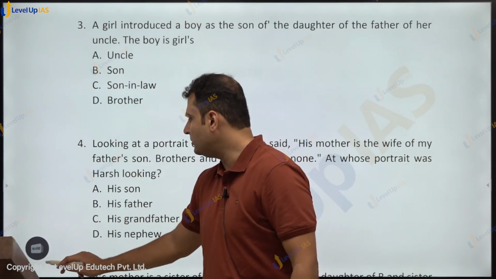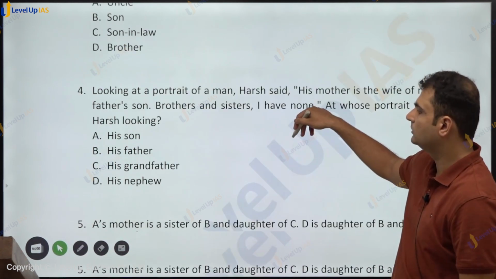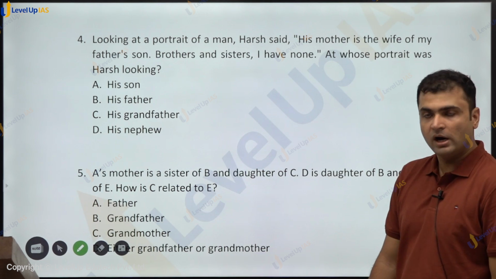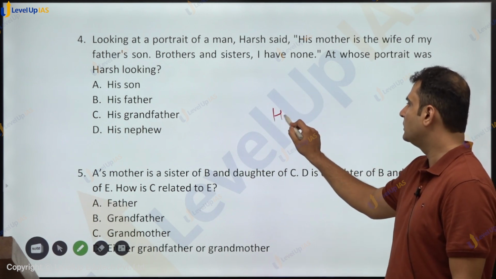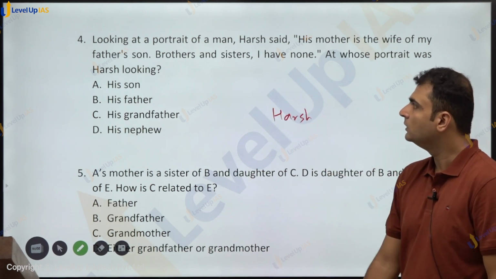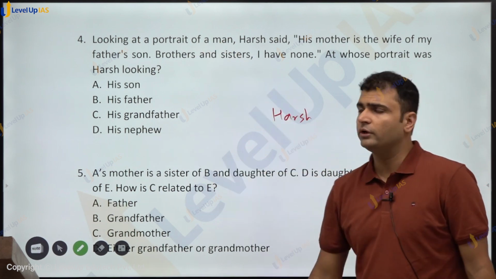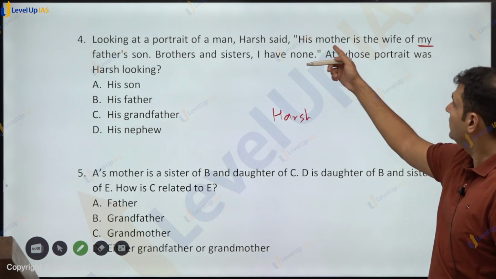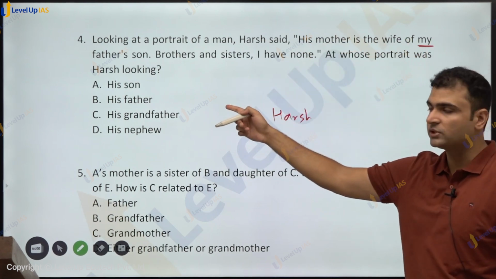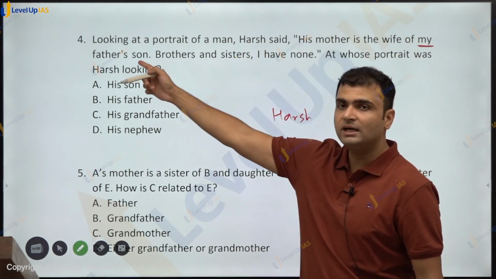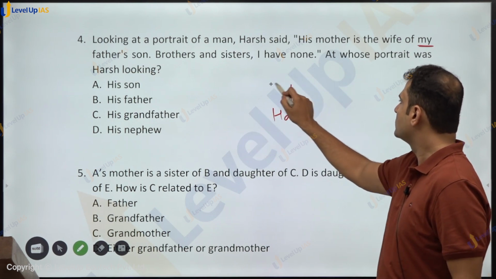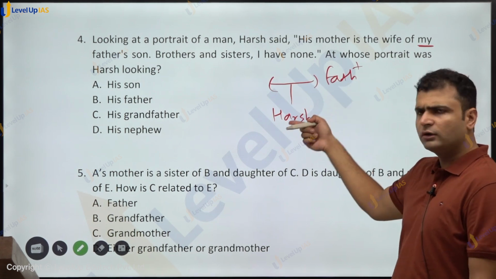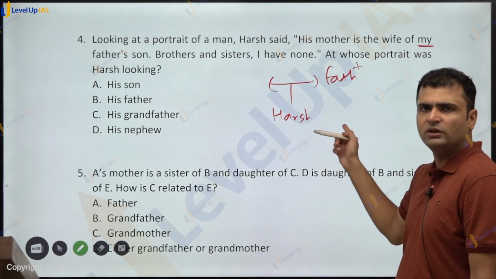One more question of this type. Looking at portrait of a man, Harsh said. So we are starting with Harsh. Harsh said, and he is looking at the portrait of a man. Then we will go to the location where Harsh is describing himself. My father's son. So Harsh, father, son. It could be Harsh himself or some brother of Harsh.